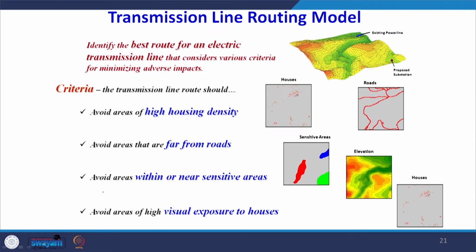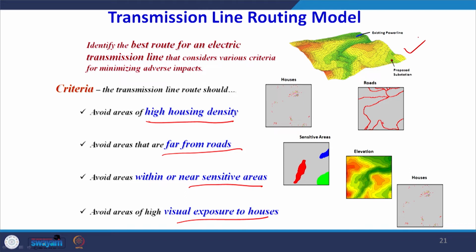So, from the input raw data, you are creating several maps. You are creating the high housing density maps, then a road buffer map, then a buffer map of the sensitive areas, and the area which is visible to you. So, different layers have been created.